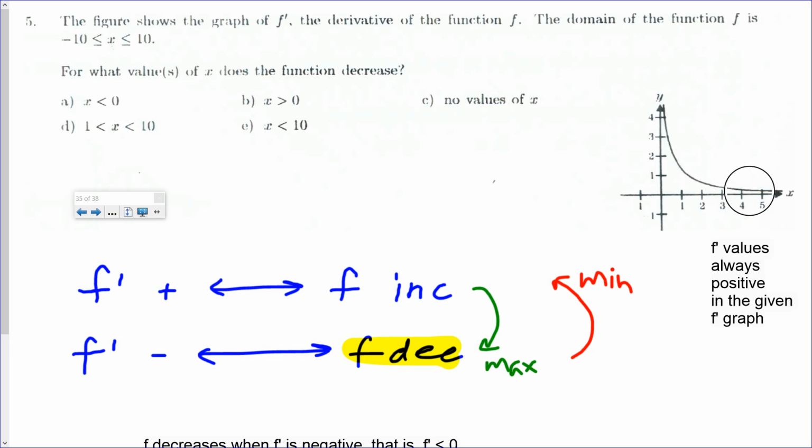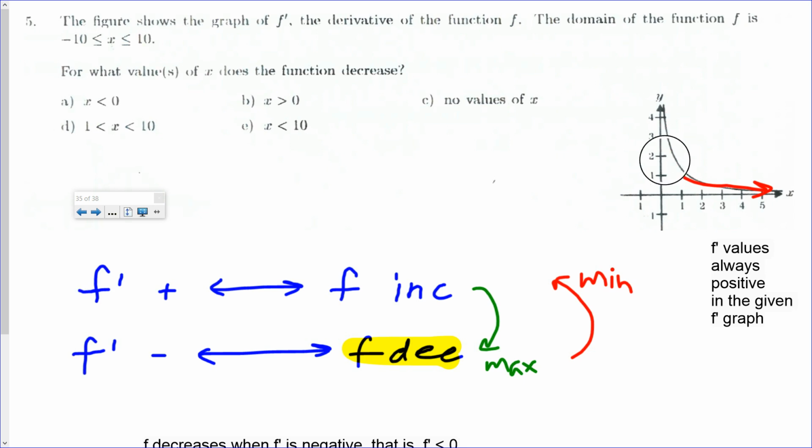Let's answer this question. Where is f prime increasing? This is my f prime boy. Is he increasing everywhere? No. He's actually decreasing. You guys good with that? So you agree f prime is never increasing in this picture, and also f prime is never negative in this picture, right?